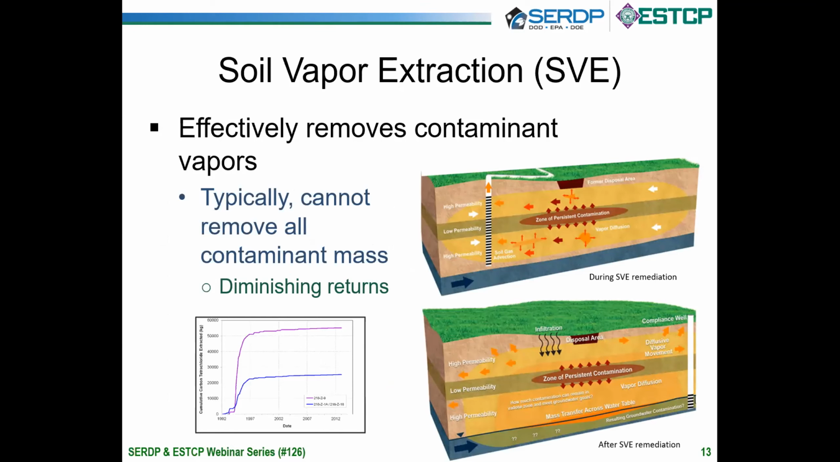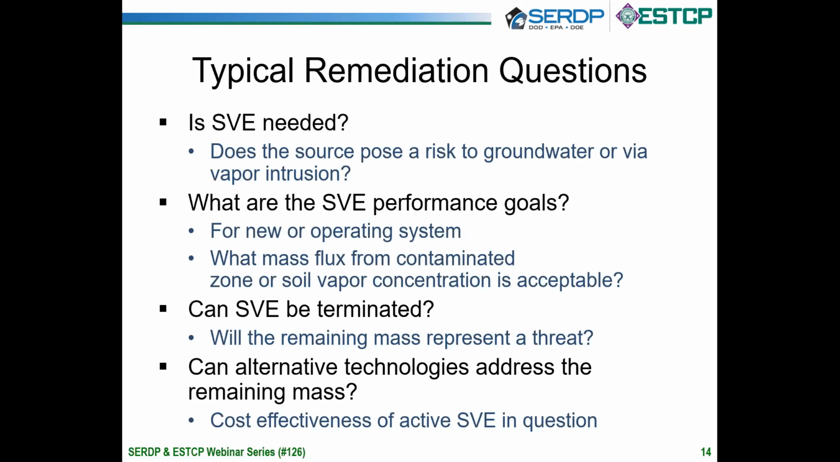So soil vapor extraction, I'll just cover that briefly. This is a commonly used technology using a vacuum extraction to extract contaminant vapors from the subsurface in the vadose zone. Typically it is very effective, but it often starts out pulling out lots of mass, and you get diminishing returns over time. So it typically can't remove all mass.